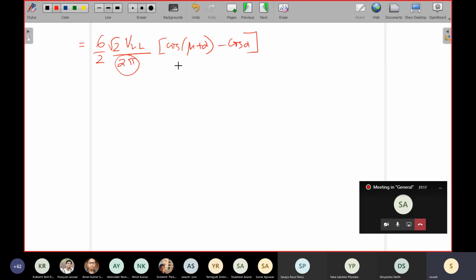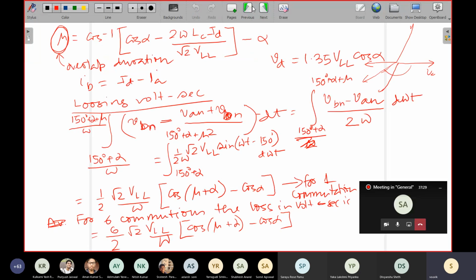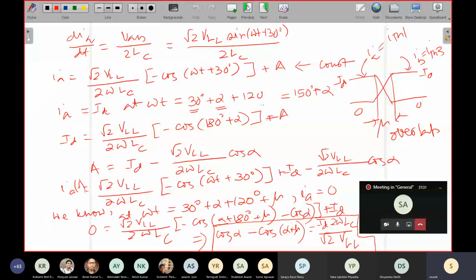Already we have got an expression for this. If you replace it, where is the expression? Let's go back to the previous page. What is the expression of this? Here you see cos alpha minus cos of mu plus alpha is equal to Id 2 omega LC by root 2 VLL. I have to remember that: Id 2 omega LC by root 2 VLL.